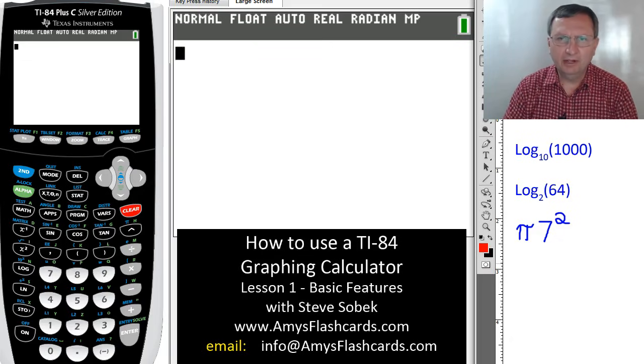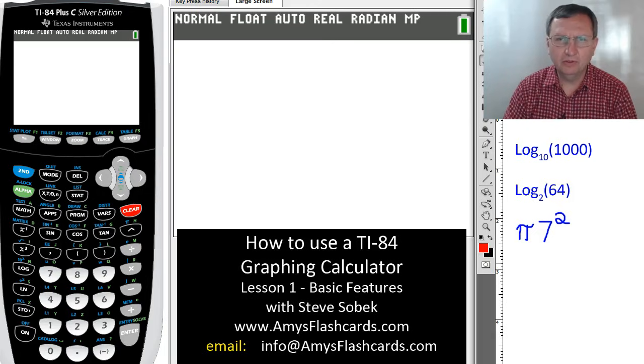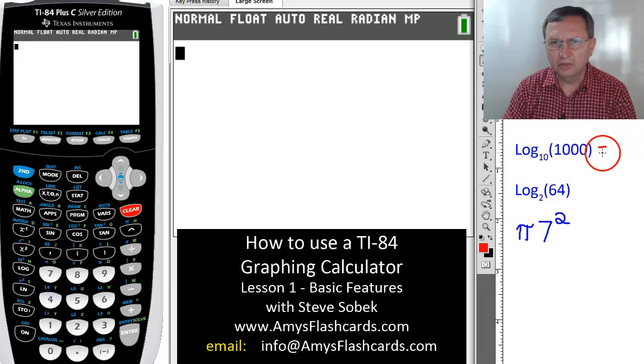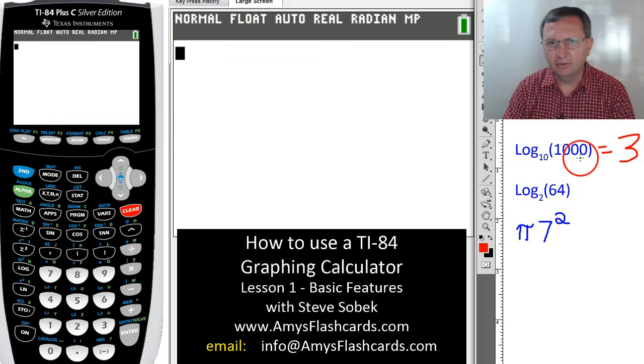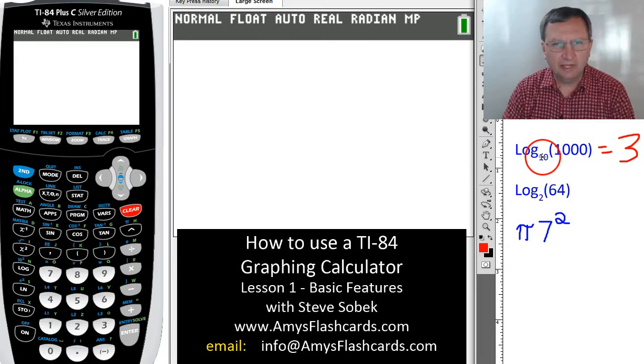All right, you may or may not have covered logarithms yet, but for those of you who have, this would be an Algebra 2 topic. Suppose we wanted to figure out the log base 10 of 1,000. Now remember, this represents the exponent which, when 10 is raised to that power, will give you 1,000. We know, of course, that that would be a 3, because 10 raised to the 3 power would give you 1,000.